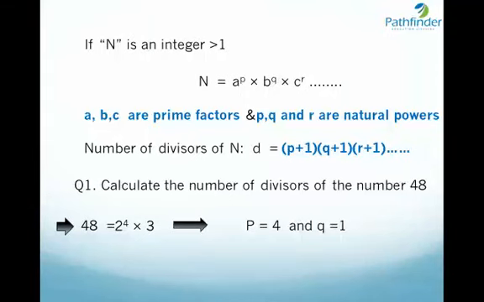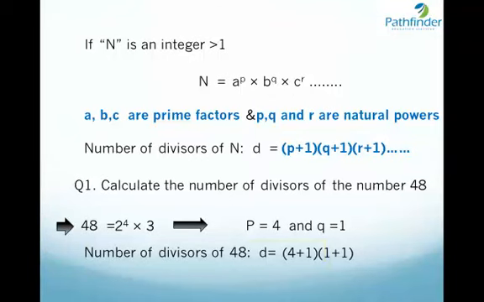So what is the value of p? p is equal to 4. And what is the value of q? q is equal to 1. So the number of divisors of the number 48 is given by (4 plus 1) into (1 plus 1). That is equal to 5 2s are 10. So we saw that by this simple formula, we can calculate the number of divisors for any number.